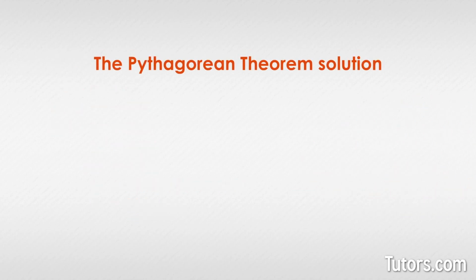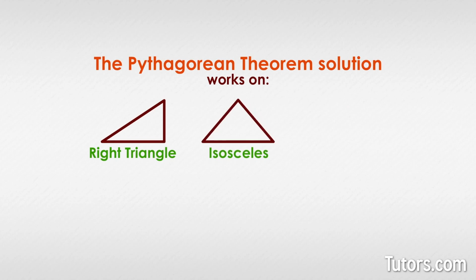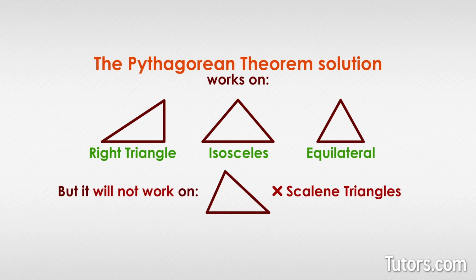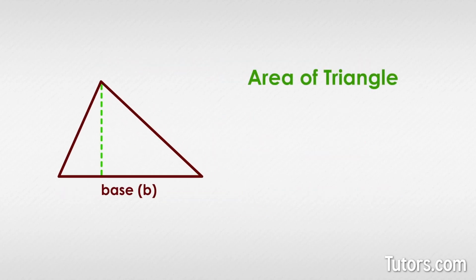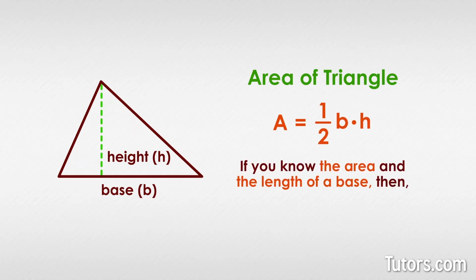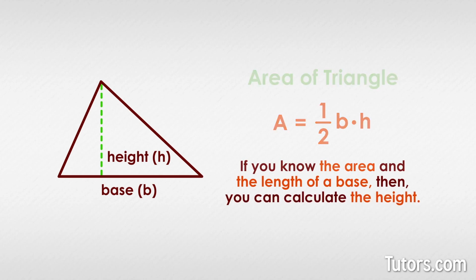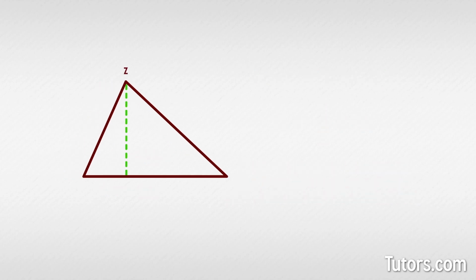The Pythagorean Theorem solution works on right triangles, isosceles triangles, and equilateral triangles, but it will not work on scalene triangles. Now let's look at how we can use the area formula to find the height of a triangle. The formula for the area of a triangle is 1/2 of base times height. If you know the area and the length of a base, then you can calculate the height. Here we have scalene triangle ZIG, with a base shown as 56 yards and an area of 987 square yards.